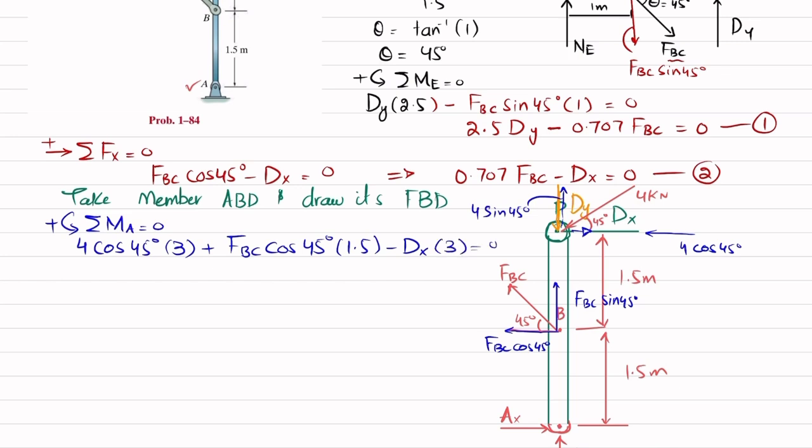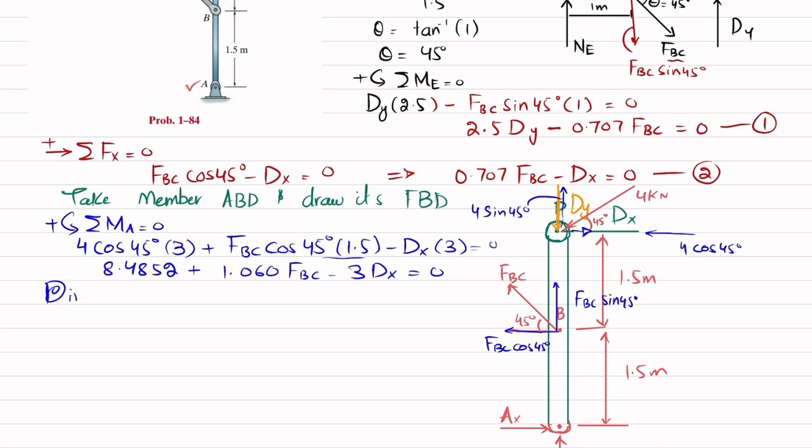Now you can see this 4 cos of 45 multiplied by 3 will give you 8.4852, plus cos of 45 multiplied by 1.5 will give you 1.060 FBC, minus 3 dx is equal to 0.